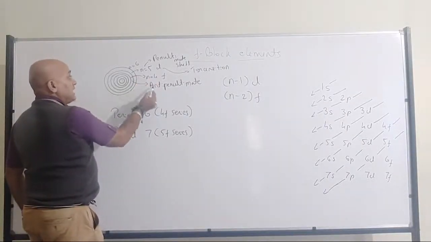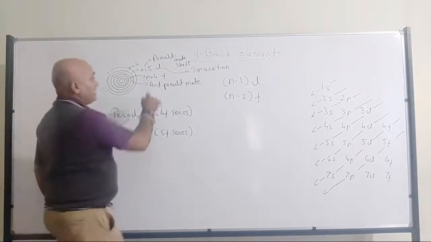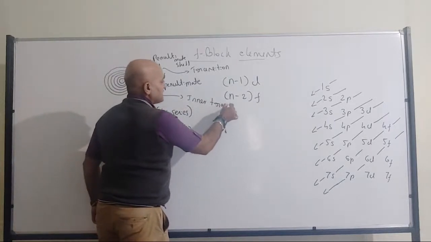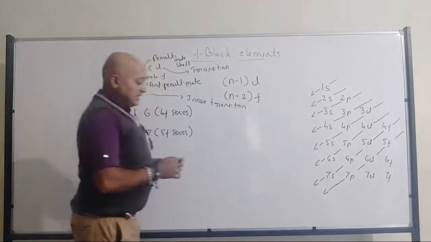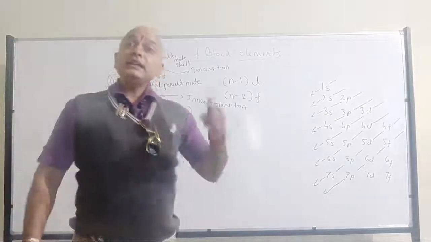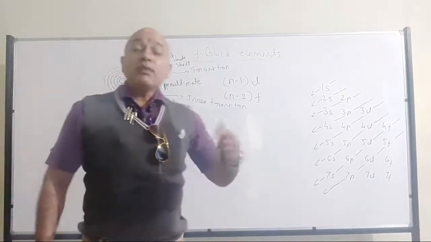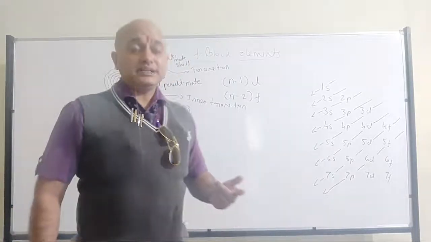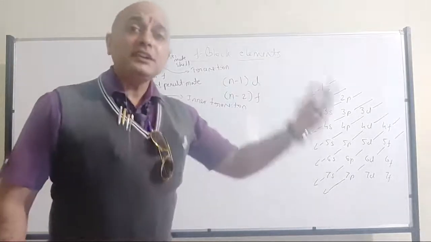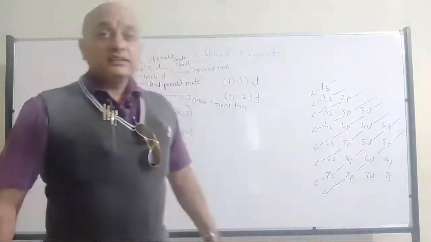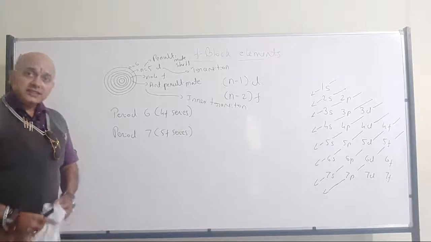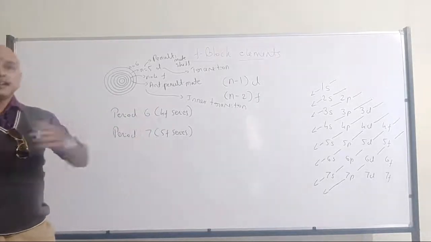Now, since here the antepenultimate shell is going to get filled up, they are called inner transition elements. F block elements are inner transition elements. D block elements are transition elements. Why does that word inner come here? Because here the antepenultimate shell is going to get filled up. So therefore they are called inner transition elements. But otherwise their position is exactly between the S block and P block only.